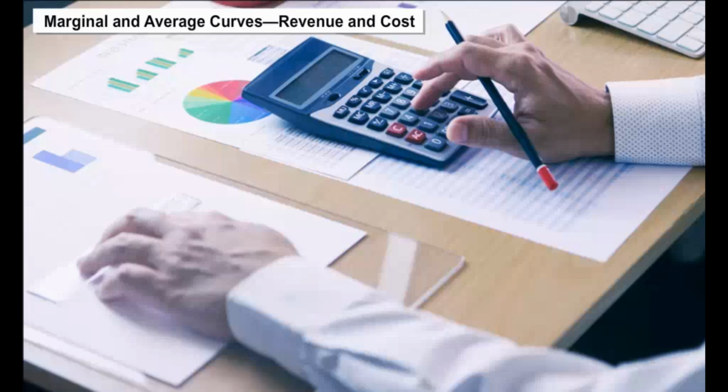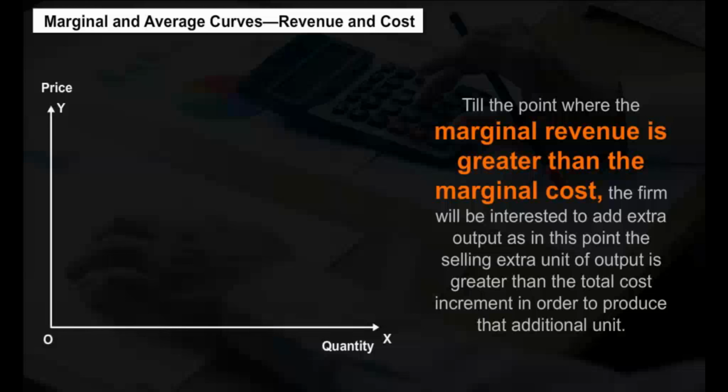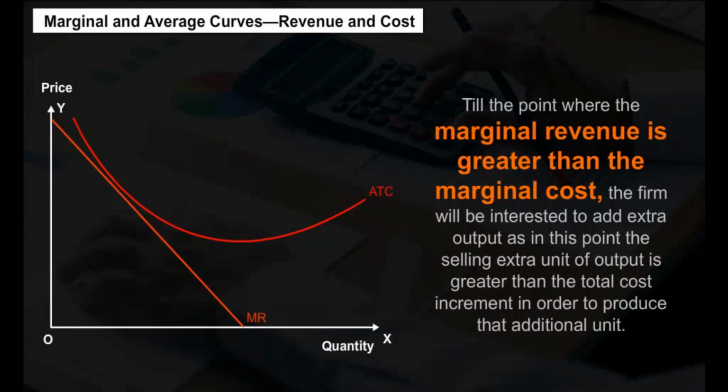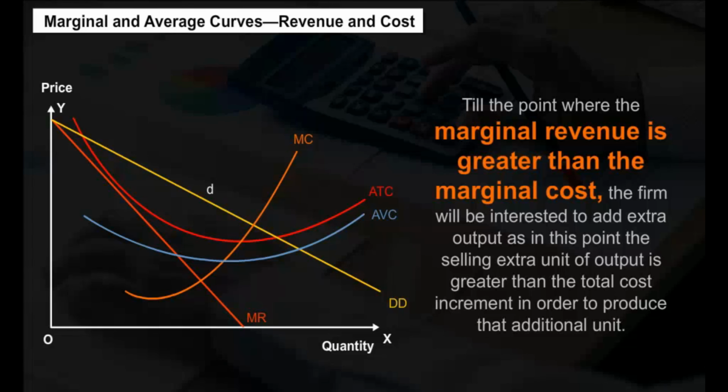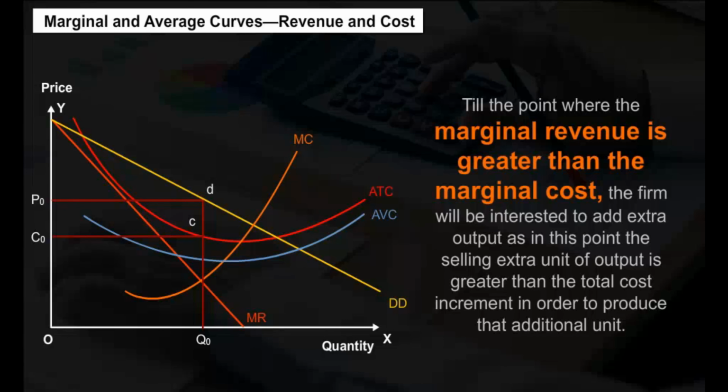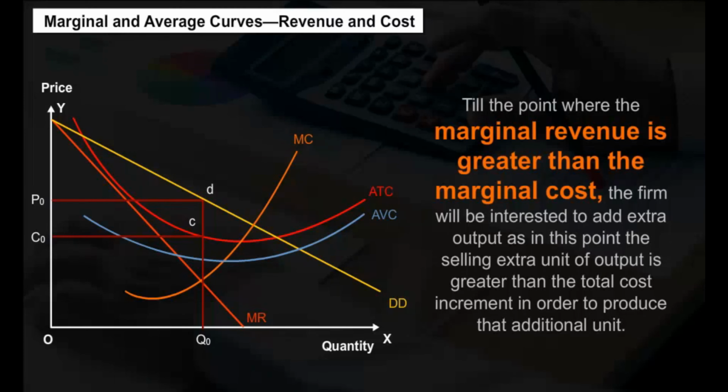Marginal and average curves, revenue and cost. Till the point where the marginal revenue is greater than the marginal cost, the firm will be interested to add extra output, as at this point, the revenue from selling an extra unit of output is greater than the total cost increment in order to produce that additional unit.